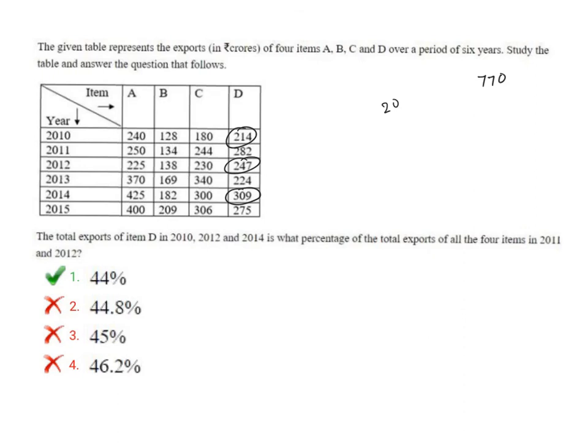Is what percentage of the total exports of all 4 items in 2011 and 12? 11 and 12 all 4 items you need to find out. First eliminate the unit digits. So 4 plus 4, 8 plus 2, 10. 5 plus 3, 13 plus 7, 20. 10 plus 20. So all unit digits sum to 30.